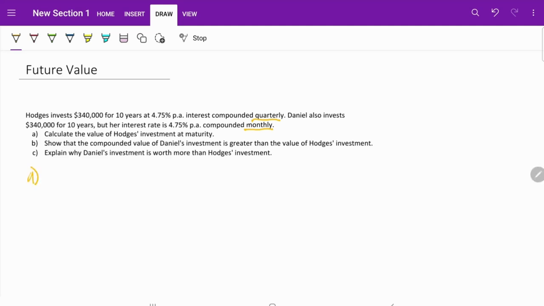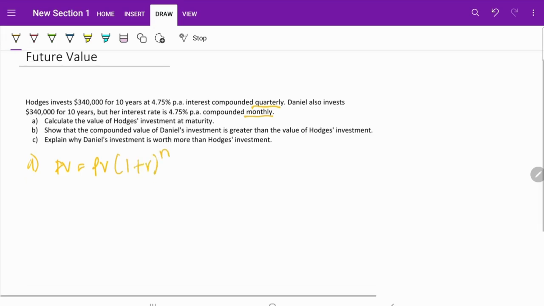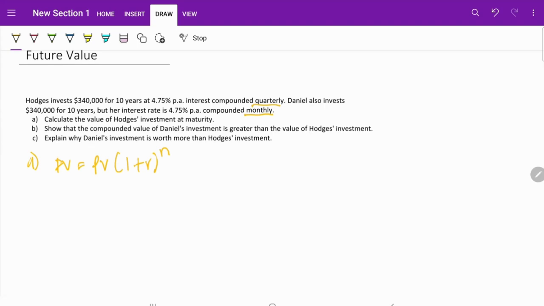So applying our formula of FV equals PV, 1 plus R to the power of N. So our future value is what we're trying to calculate after the 10 years. Our present value is $340,000. Our R is given as 0.0475 and our N is given as 40.